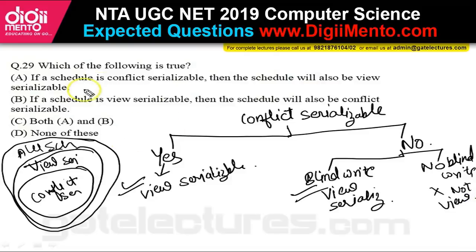Okay, so from this diagram you can say A is the right option here. If a schedule is conflict serializable, then the schedule will also be view serializable. If a schedule is view serializable, then the schedule will also be conflict serializable. B is wrong, and so are the two other options. So A is the answer here.